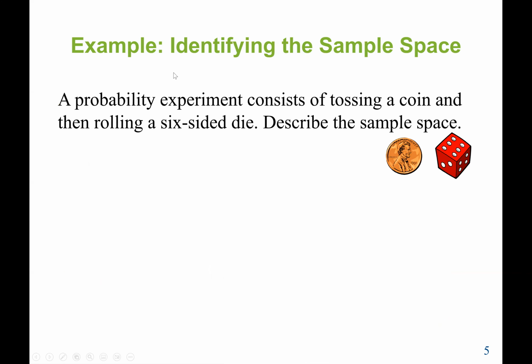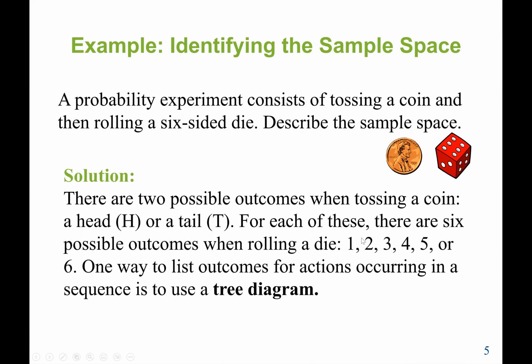Next, an example to identify the sample space. Here we have a probability experiment that consists of tossing a coin and then rolling a 6-sided die. Describe the sample space. Here is a combination of both tossing a coin and rolling a die. We know if we toss a coin, the possible outcomes are head and tail. When we roll a die, the possible outcomes are from 1 to 6. So there are 2 possible outcomes when tossing a coin, either the head or the tail. For each of these, there are 6 possible outcomes when you roll a die, from 1 to 6.